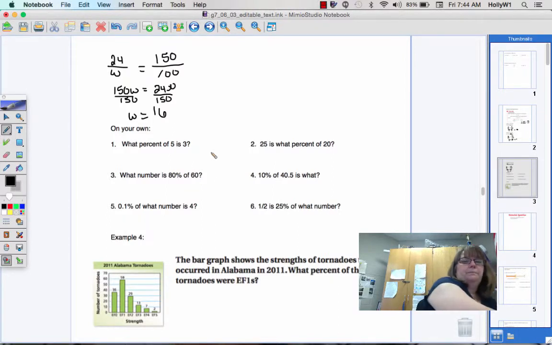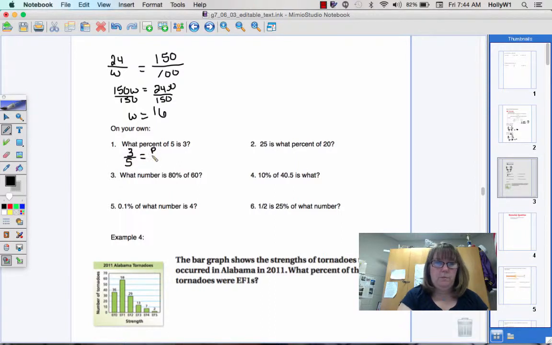So welcome back. So the proportion for these: 3 is the part because it's next to the is, 5 is the whole because it's next to the of, and then we don't know what the percent is, so that goes over 100. P ends up being 60, and don't forget to put the percent. We don't want any numbers that don't have labels. Number 2, 25 is the part of 20. That is the whole. So 25 divided by 20 is equal to the percent, because we don't know it, over 100. We do that math out. The percent is equal to 125%.